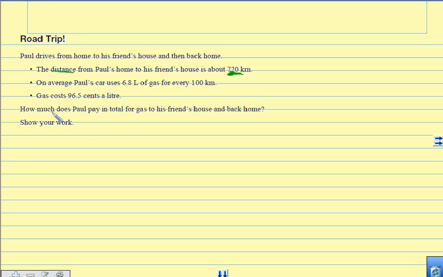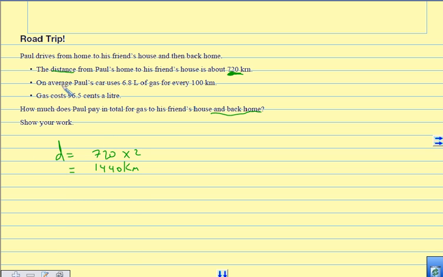Now, the question asks, how much does he pay in total for gas to his friend's house and back? Now, the "and back" here is key. So that means that his total distance that he has to travel is not 720, but 720 times 2. Well, what is that? That's 1,440 kilometers, right? 1,440 kilometers is the total distance he has to travel. Okay, that's the distance that he has to travel.